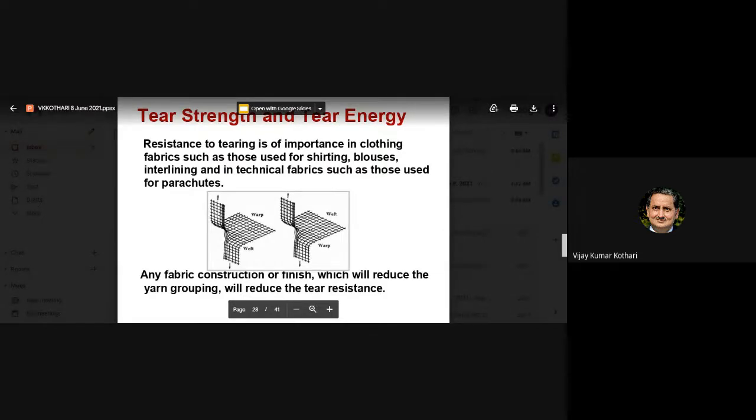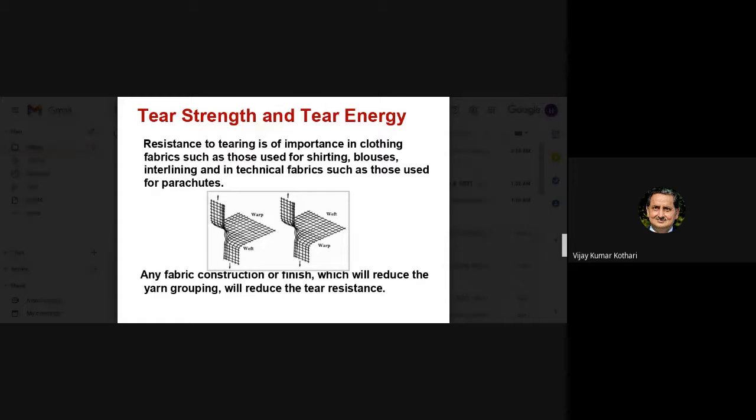in deciding the fabric, which could be important in the case of, say, shirting, blouses, interlining and other technical fabrics. If you look at the way the tear is being propagated, we would be able to understand that what is going to be important is the strength of the individual yarn, but more important would be whether the structure of the fabric allows the grouping of the yarns to take place during the application of the load to tear the fabric.